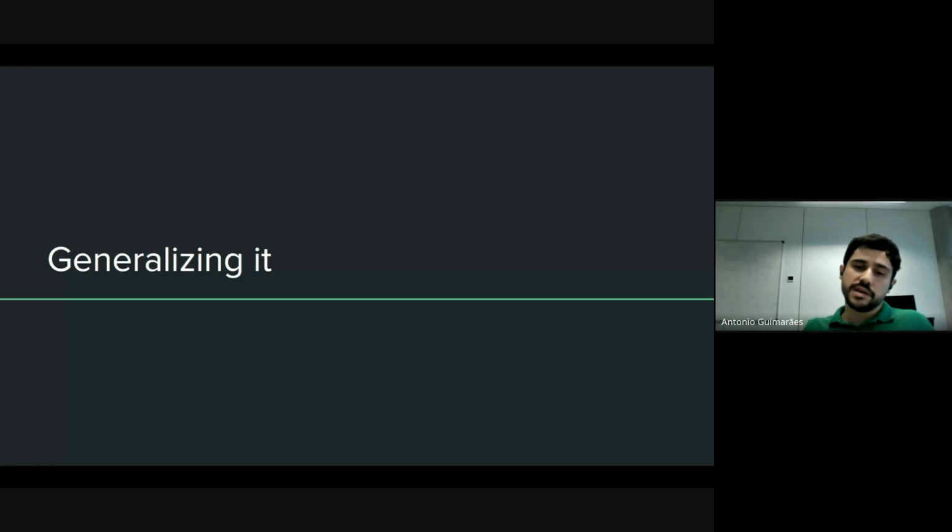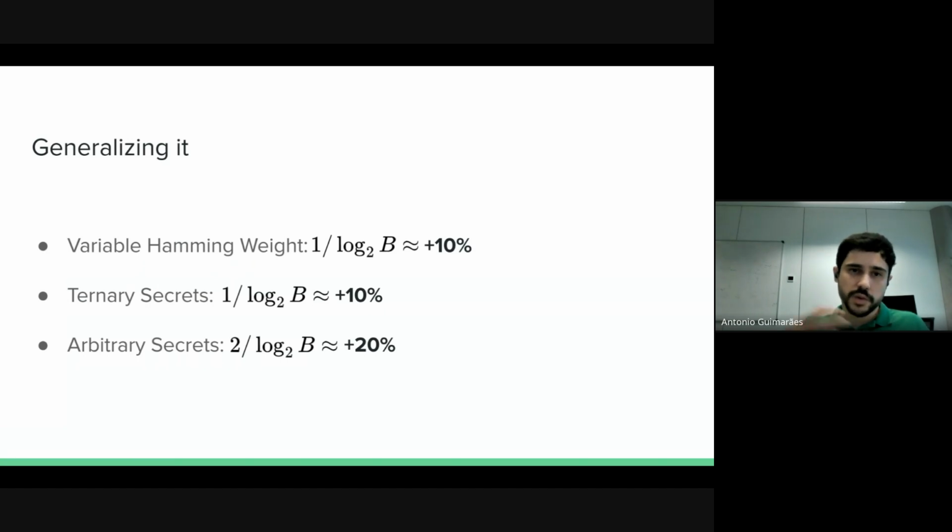Generalizing it. So at the beginning, I said that I was assuming that this was a sparse polynomial with binary coefficients, but we can generalize it. And in the paper, we present algorithms for that. I will not go into many details, but essentially, we can have variable Hamming weight. So instead of having a fixed Hamming weight h, we can just establish a high probability bound for the Hamming weight. And this will add a cost that is given by 1 over log 2 of b, which in practice is around 10%. You can also work with ternary secrets, which will also have a cost of around 10%.